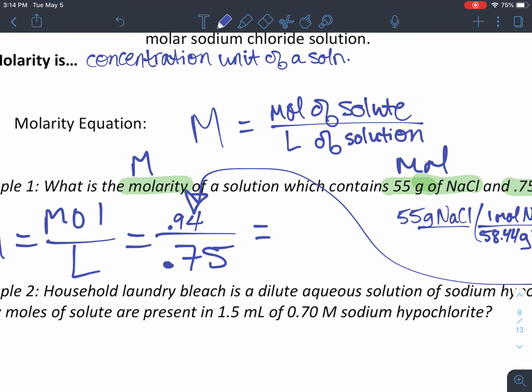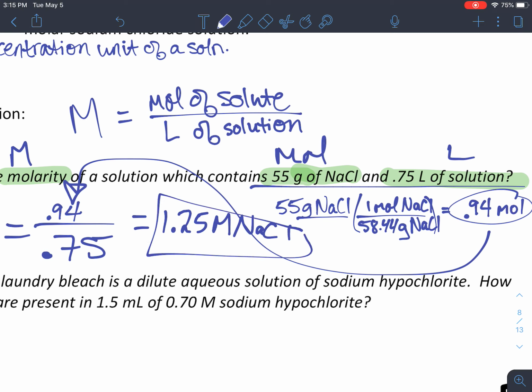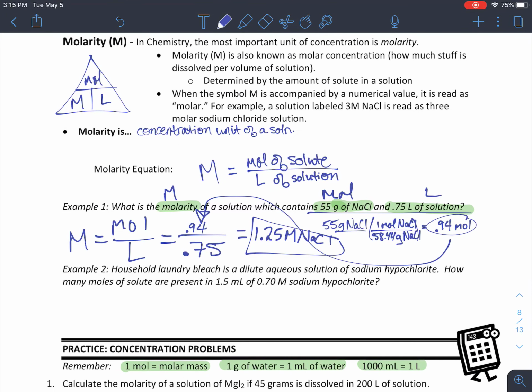And the molarity of a solution which contains 55 grams of NaCl and 0.75 liters of solution is 1.25 molar NaCl. Sorry, that's very messy. But your unit here is just a big M, and then you always want to include the substance, and I ran out of space, so it looks a bit messy. But it is 1.25 molar NaCl, or sodium chloride.